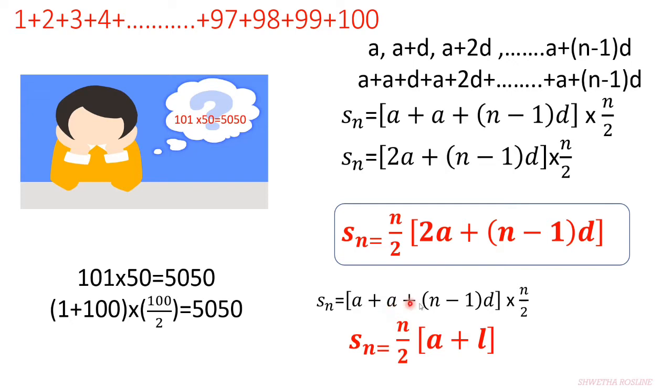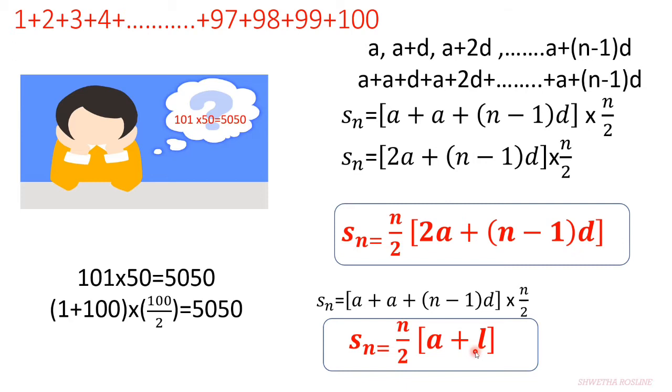Instead of writing a plus n minus 1 into d, I am going to replace it with L. L is nothing but the last term. This is also one of the important formulas, which you use when you are given the number of terms, the first term and the last term. That means you are not given the common difference. Then you can use this formula.